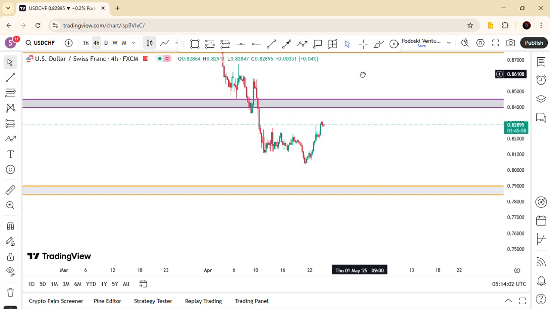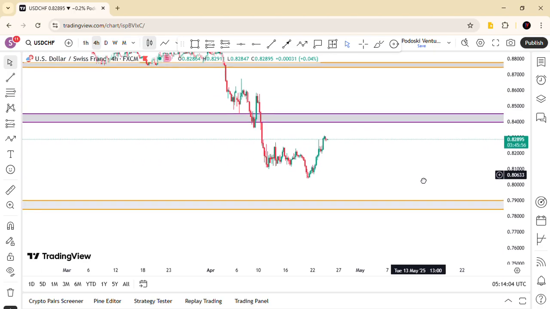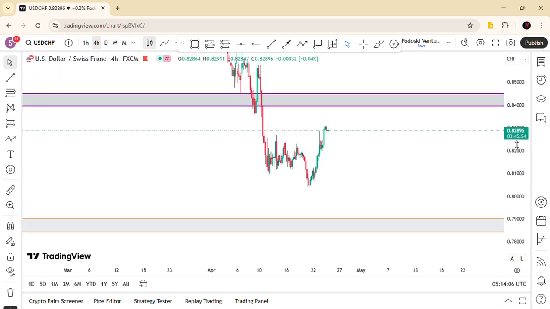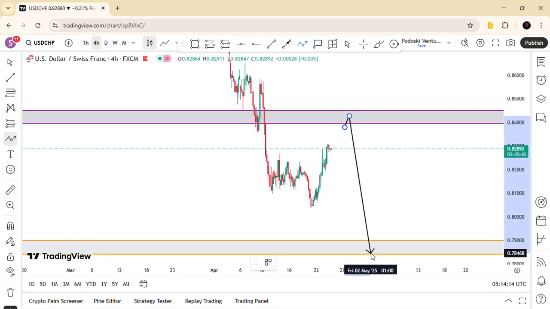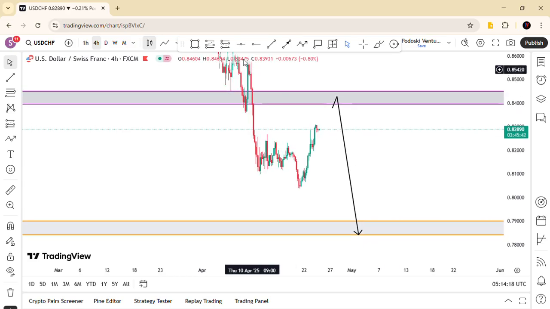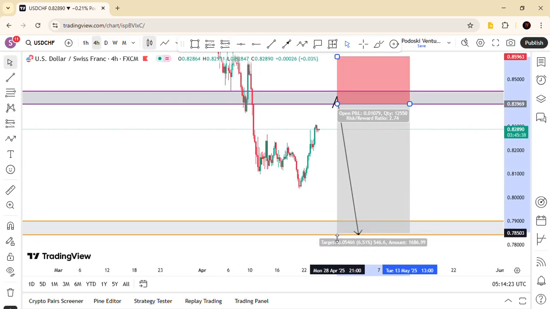Okay, so here we are on the 4 hour. Here's where we can prepare for the entry on USDCHF. We wait for price to come tap into the zone, we wait for a candle confirmation, then we take the sell on USDCHF.